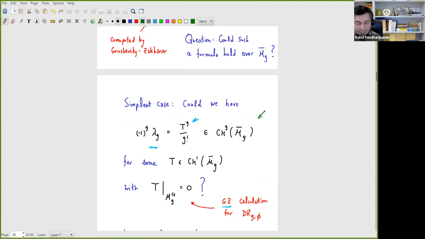It's actually hard to prove that these formulas don't hold. What's the ambiguity in the statement in log Chow? It seems well defined in log Chow, right? Or no, if you just put log here, this for some t in the divisorial part. Right, and you insist on this condition, which makes sense.